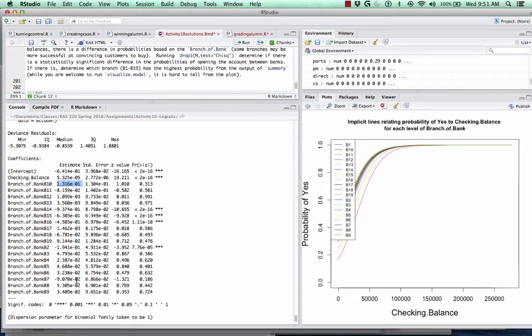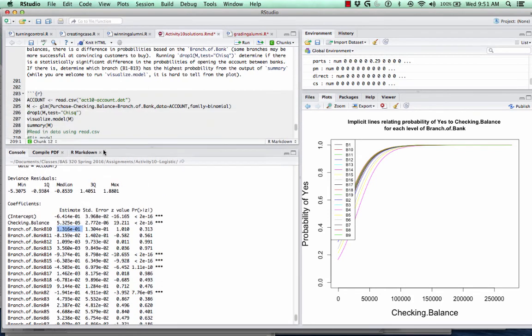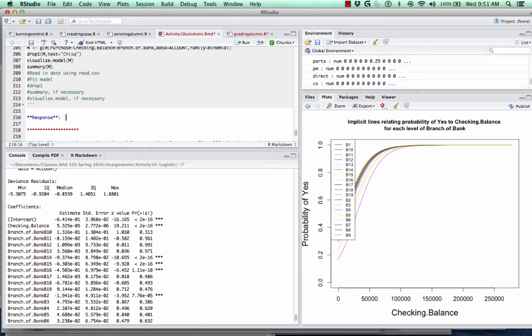And do we see anything bigger? No. Well, that's fortunate here. It looks like branch B10 has the highest probability. Its coefficient is the most positive, so it, in a sense, is the highest of all of them. So the branch for B10 must be the one that's up on top.